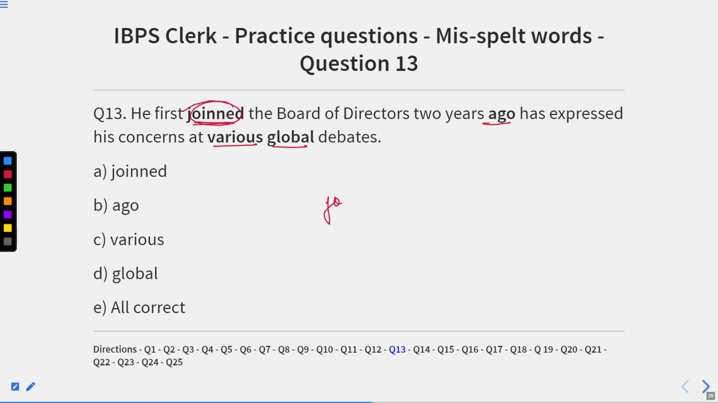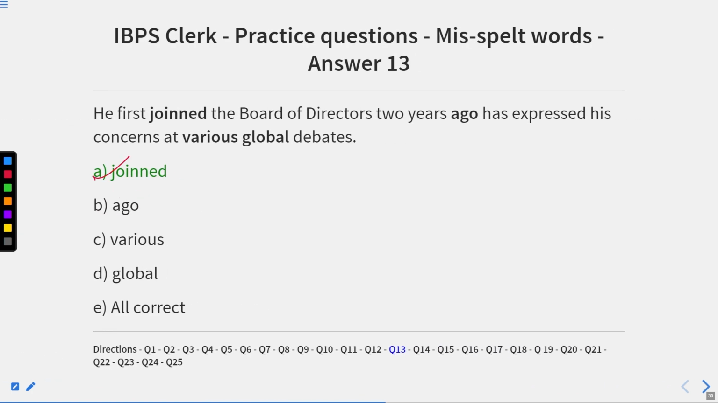So, join is actually a verb, and to make it in past form, it is JOINED. So, this double N is not required. So, our answer is A, because this spelling is incorrect over here, and the correct spelling should be JOINED. This is the correct spelling that is required by us. So this is the correct sentence. Now let us move to the next question.